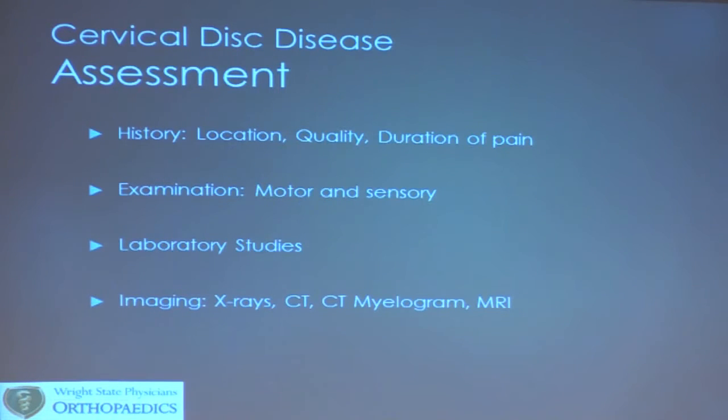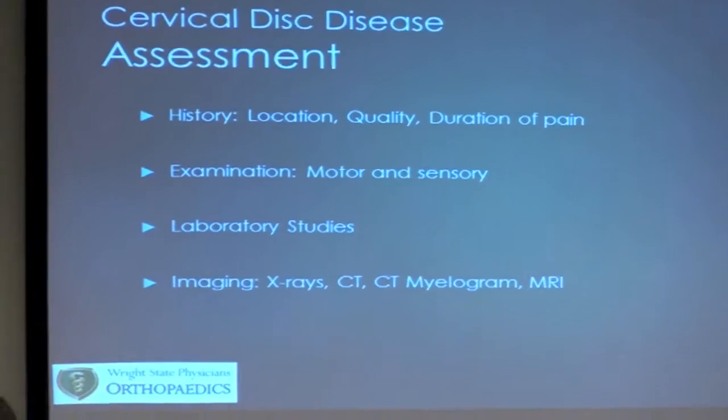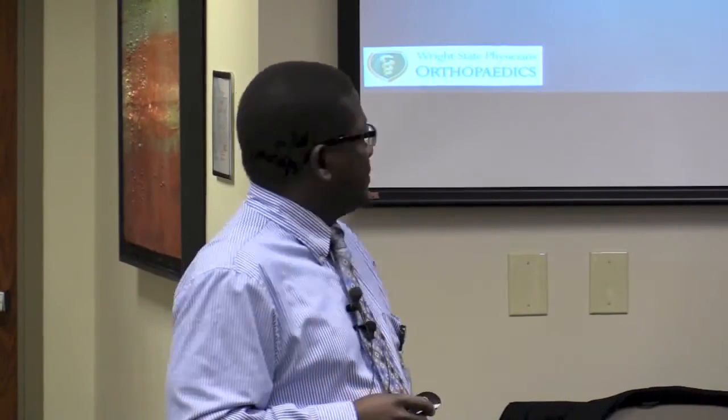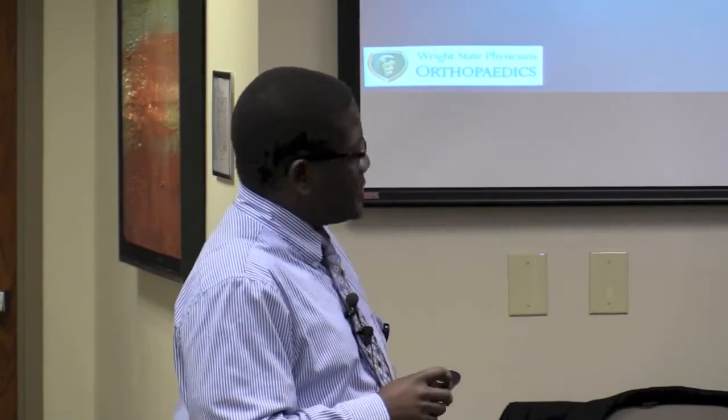And then the most important is the imaging, which usually consists of x-rays. If you have something that precludes you from getting an MRI, then you may have to get a CT with a dye in it. And then the MRI is the mainstay. So x-rays are shadows of bone. They help you to be able to see what's going on. The MRI helps you see the nervous tissue, the nerves and the spinal cord, to allow you to see where and if there is any compression.